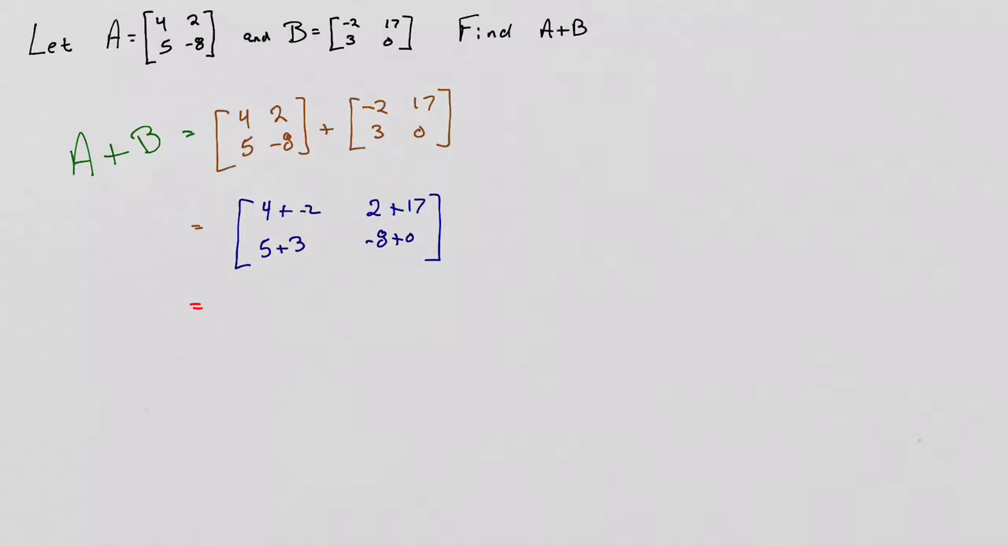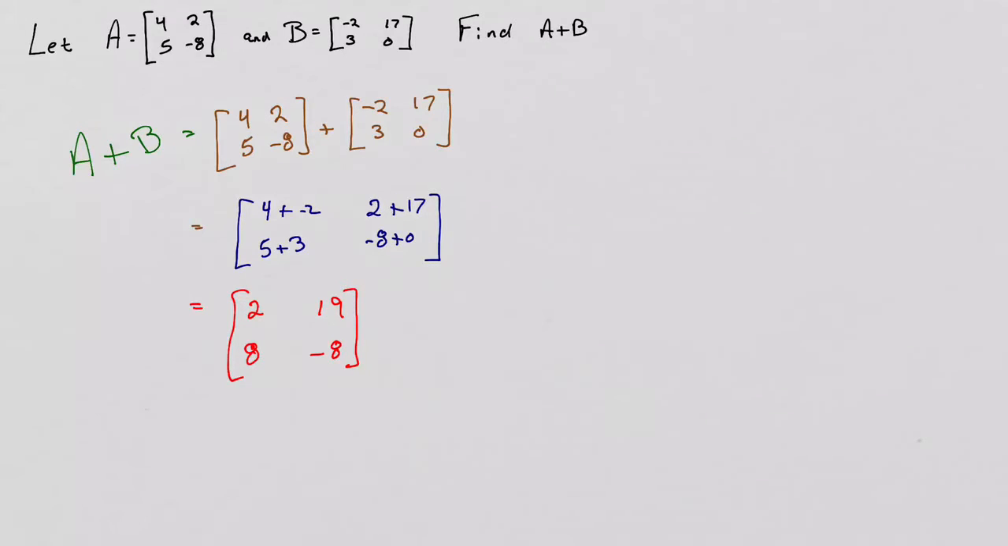So 4 plus negative 2 is going to give me a 2. 2 plus 17 gives me 19. 5 plus 3 is 8. And negative 8 plus 0 is negative 8. And now our matrices are added. Pretty straightforward. It's just element to element.